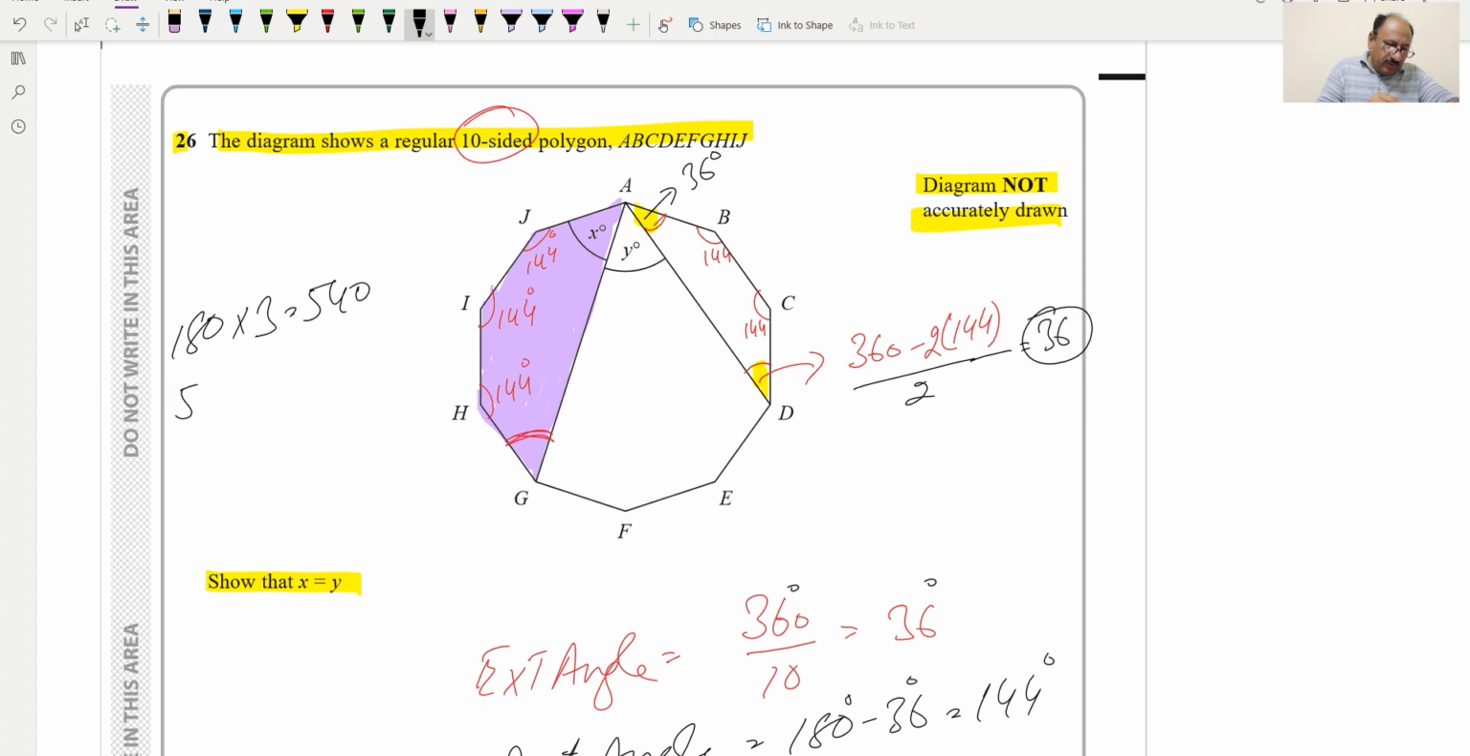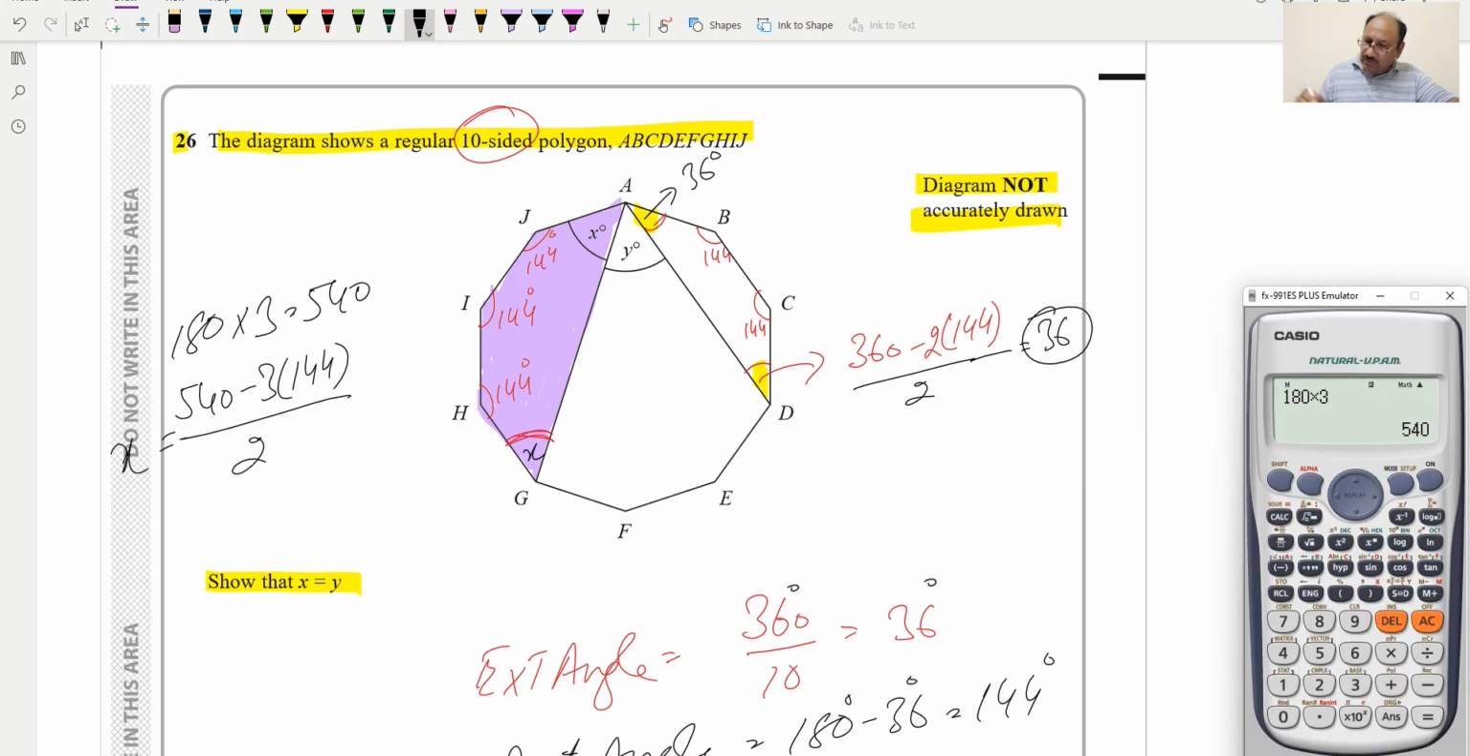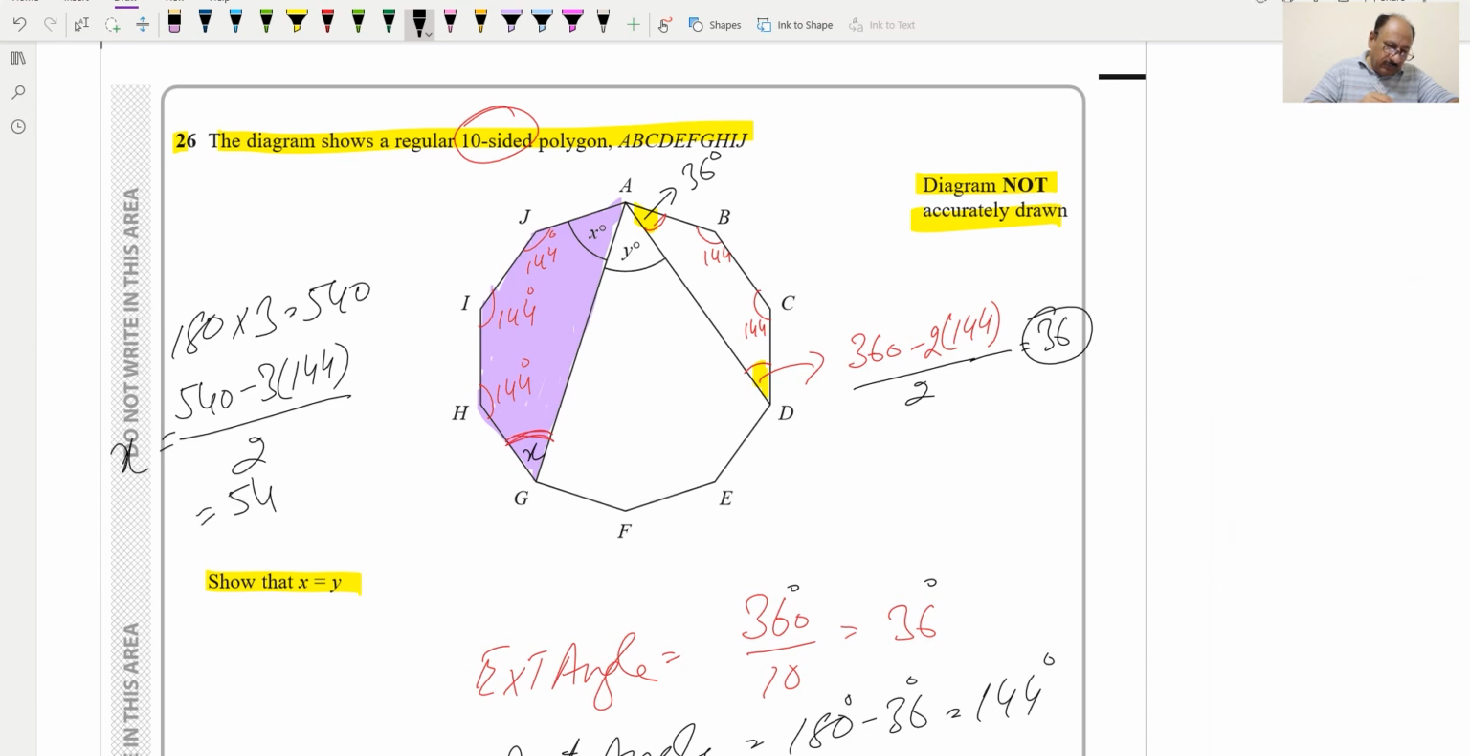So 540 minus these three angles, which are 144, and then divided by 2, because this will also be x. We can rewrite this as 540 minus 3 into 144, bracket close, divided by 2, which is equal to 54. So the x value is equal to 54 degrees. This one is 54 degrees, and this x value is also 54 degrees.